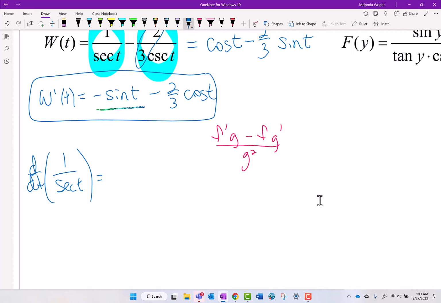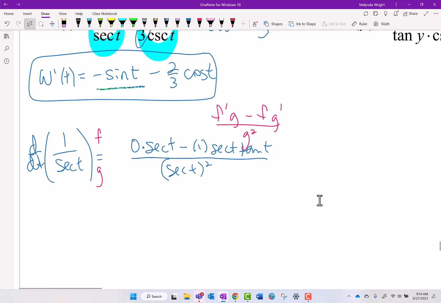So if you recall, this top is f and the bottom is g. The numerator is f and the denominator is g. So the derivative of 1 is 0. Copy paste the bottom. Minus. Copy paste the top. The derivative of secant is secant tangent, all over the bottom, which is secant squared.